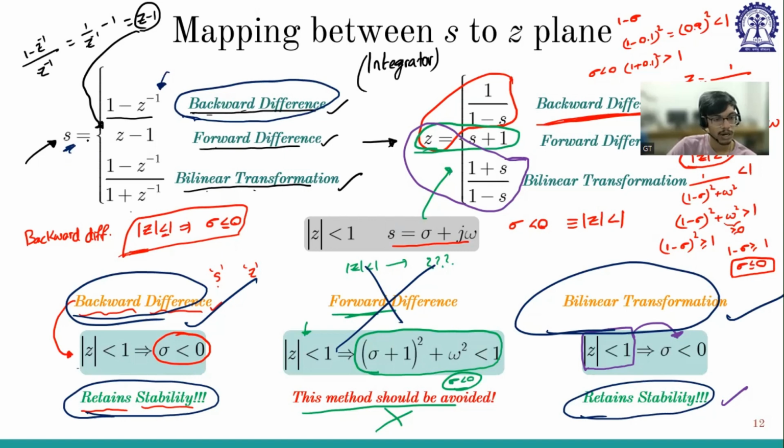So I have considered all the three mapping methods, and then I have substituted S equal to sigma plus j omega, and provided that mod z is less than 1, I'm checking what condition I am getting. If mod z less than 1 implies sigma is less than 0, then it retains stability. But if mod z is less than 1 and it is giving me some other expression, then that method should be avoided. And here also it is retaining stability. So I can either consider this transformation or I can consider backward difference transformation.